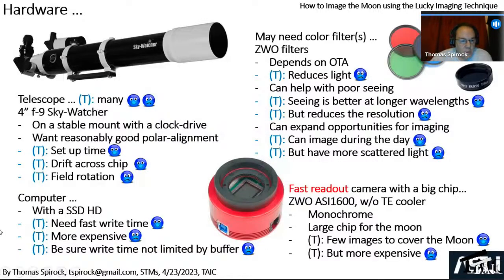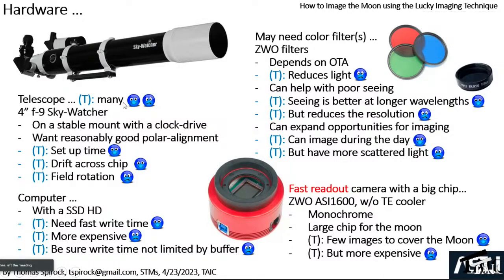So this is a hardware page. Now, this is what I happen to use. I use a 4-inch F9 Skywatcher refractor. Of course, there are many trade-offs going both ways with any telescope: aperture, focal length, weight, complexity, expense, etc. This is just what I happen to use, and it does the job for what I want to do.